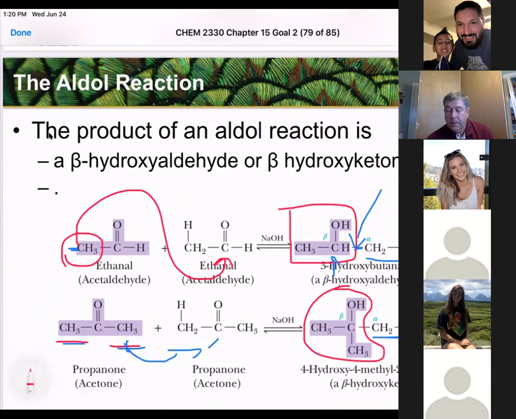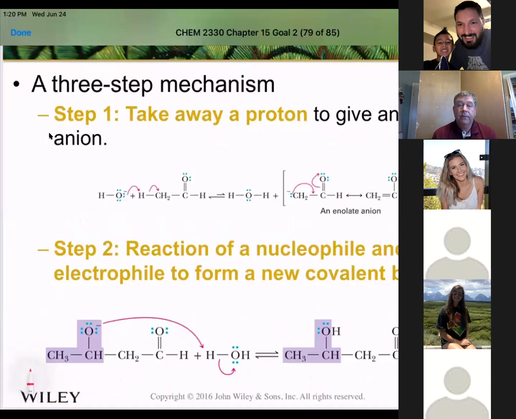Okay, so how does this work? The first step in all of these reactions is to remove a proton. That's one of our 5 common ways to do a mechanism, right? The first thing we're going to do is use a strong base to remove a proton and create our enolate ion.